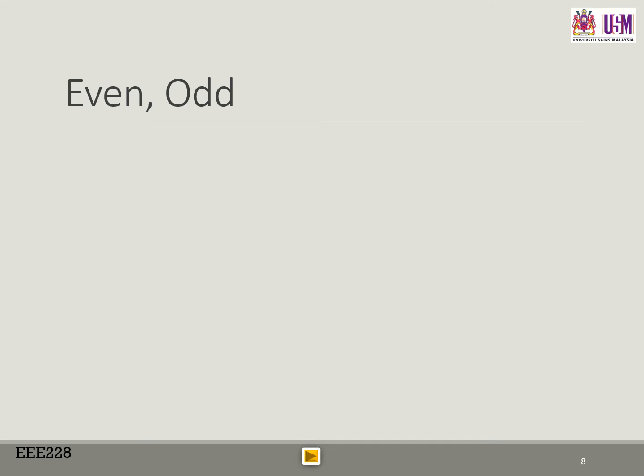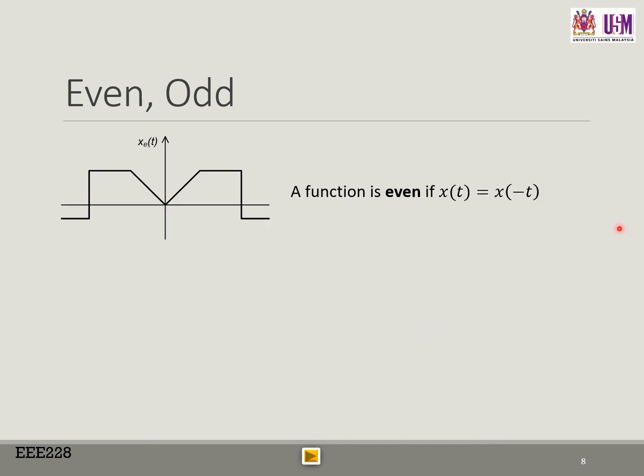Even and odd signals. Okay, a function or a signal is said to be even if you find that x(t) is equal to x(-t). Okay, this is an example. If you find the x(-t) of this signal, you find that it looks exactly like this. The x(-t) of the signal looks exactly as the original signal. Then we say that the function or the signal is an even function.